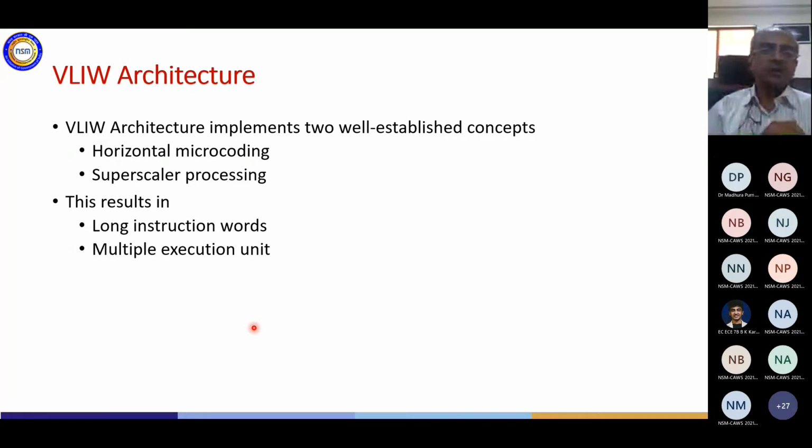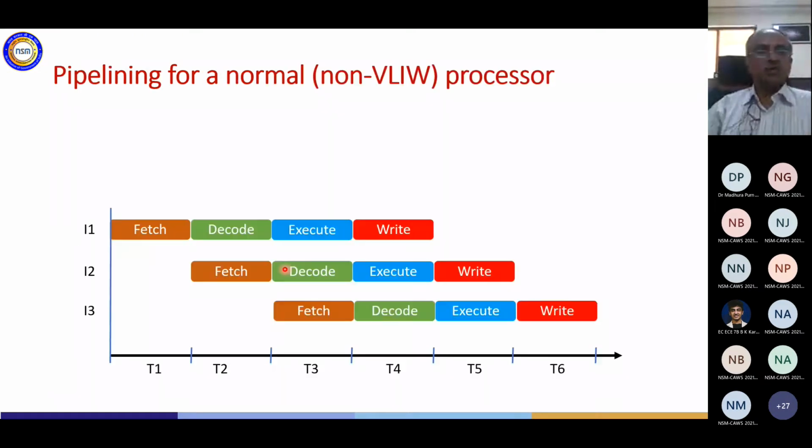And then superscalar processing. You already know there are multiple execution units, and that is a similarity between superscalar and VLIW. Internally they are the same, but the crux is that the scheduling aspect has been taken from the issue unit to the compiler. If you understand this, that is the basic idea that the VLIW design philosophy uses.